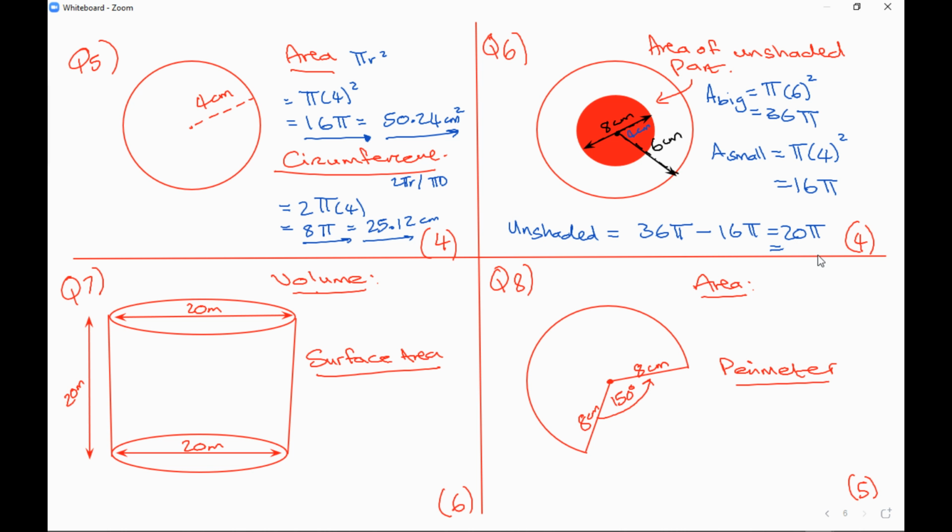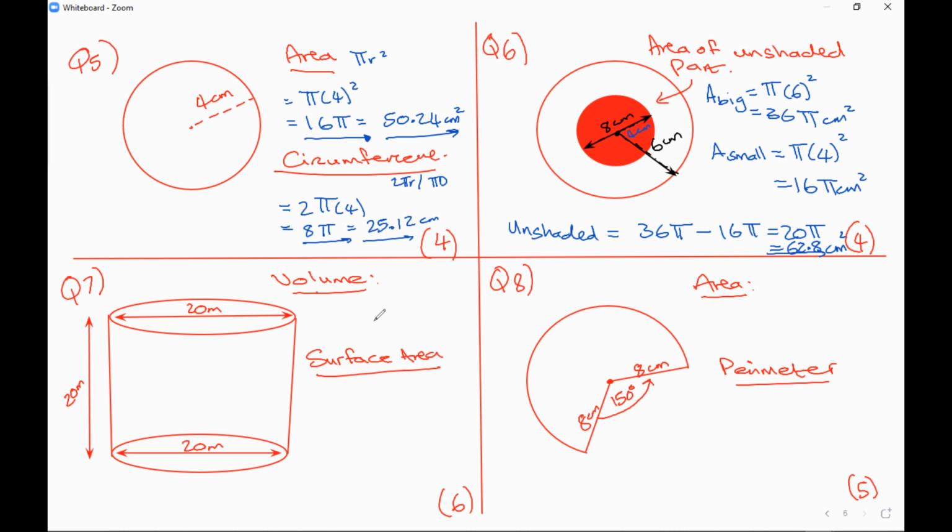I'm using 3.14. Don't forget your answer will be different if you use a calculator and pi. I'm going to use 3.14. 20 times 3.14 comes to 62.8. Your answer should be very close, if not the same. And don't forget centimeters squared for this as well. Centimeters squared, and it's only centimeters squared.